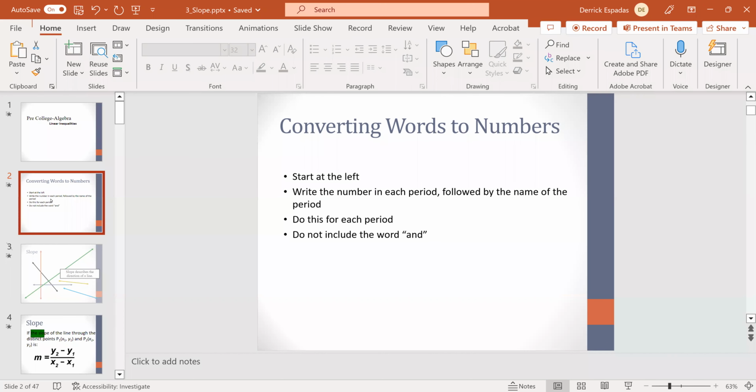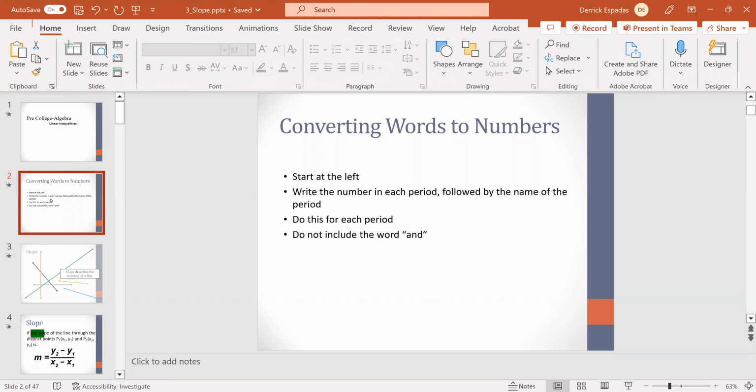We start at the left. We write the number in each period. A period is going to be like thousands, millions. But we follow it by the name of the period. We do this for each period. And just remember, we do not include the word "and," like in 134 — we omit that. So just a quick little review if you ever run into a question asking what the 4 steps to convert words to numbers are.